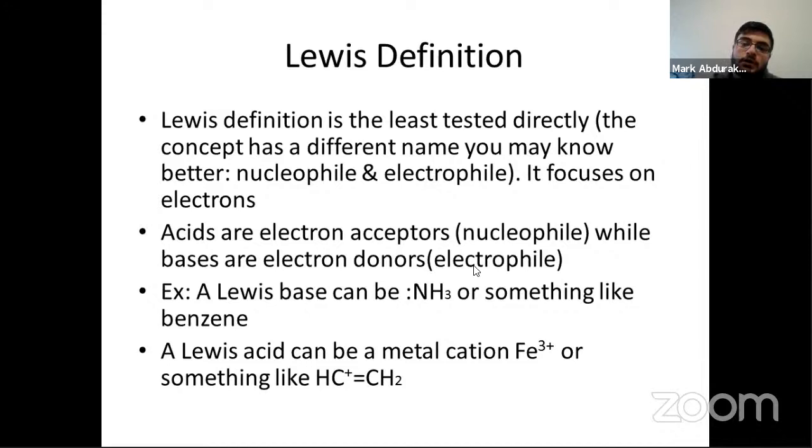So a Lewis base can be something like NH3, which we mentioned could be, according to the Bronsted-Lowry definition, also a base. It can be a Lewis base as well. Or it could be something like a benzene ring, which you may not usually think of as a base, but according to this definition, it's an electrophile because it can take substitutions, it can take electron donations. And so it can be a base, not a very strong one, but it can be one nonetheless, according to Lewis. A Lewis acid can be some things that we really never think of as acids, like a metal cation, like Fe3+, or maybe even something like this ethylene that you see here, which has a positive charge, right? And this wants to give up its positive charge, and so it'll accept an electron, right?